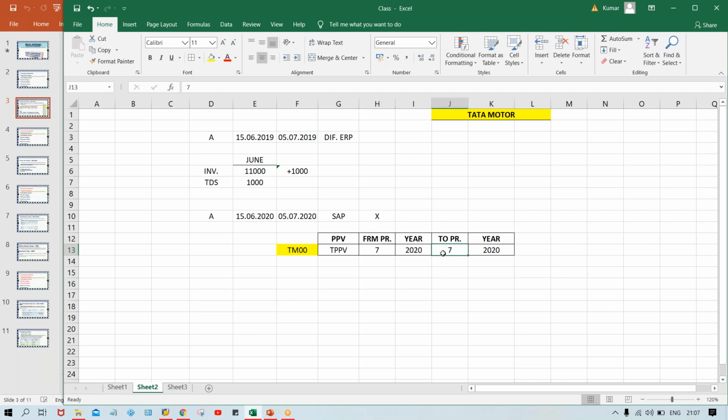We can open and close the period. So what is happening? He wants to post a transaction for the sixth period, but here the sixth period is not open. The sixth period will be open only if you give from 6. If you give from 6 2020 to 7 2020, it means the June period is also open, and July is also open, right?